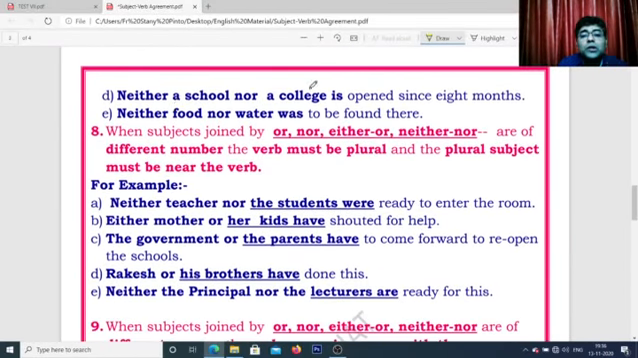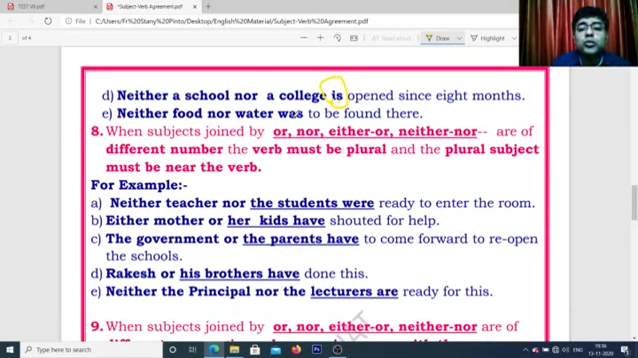Neither a school nor a college is opened since 8 months. Okay, very relevant sentence for the present times. Neither a school nor a college is opened. Is opened, you see here, singular verb. Okay, is opened, not are opened. Neither a school nor a college. You take one. No school, no college.